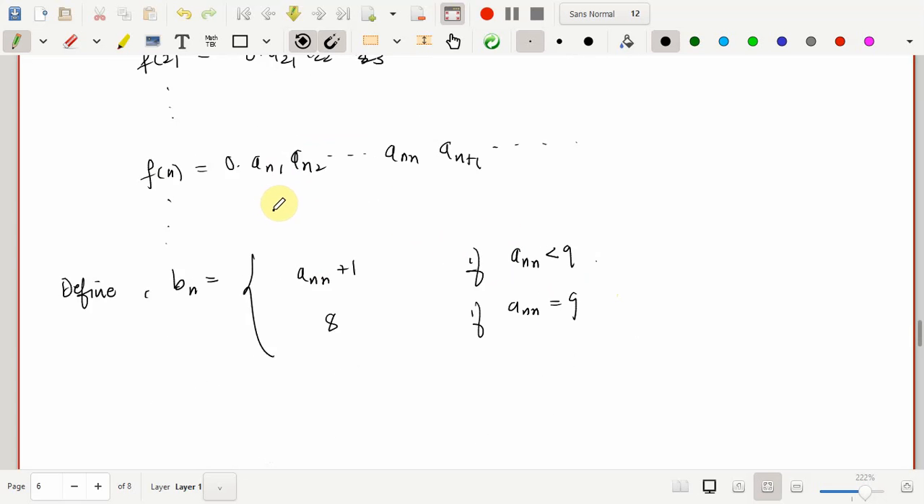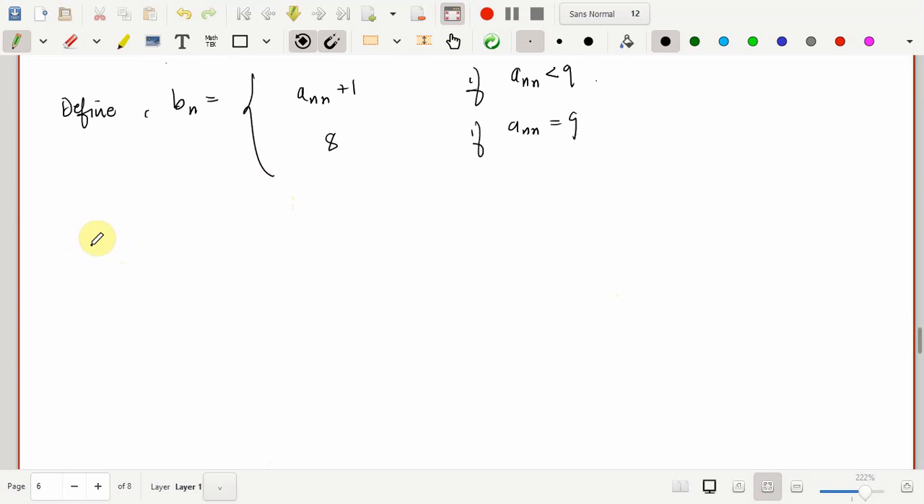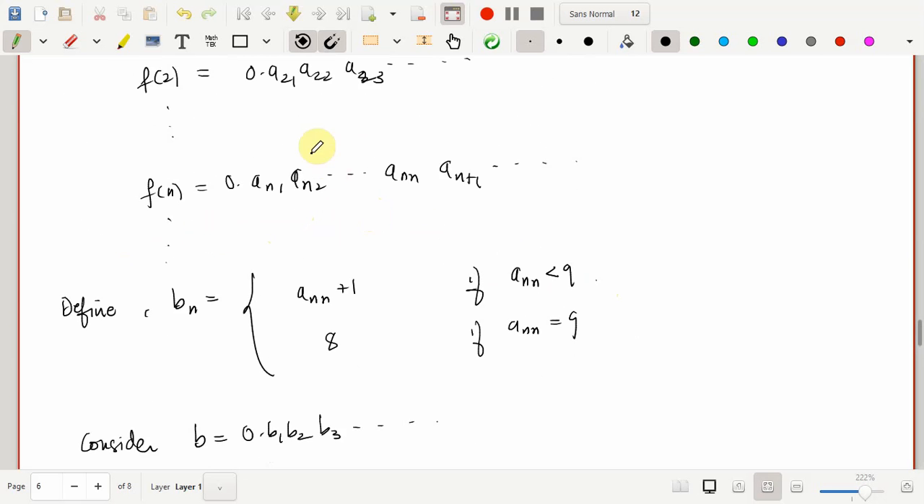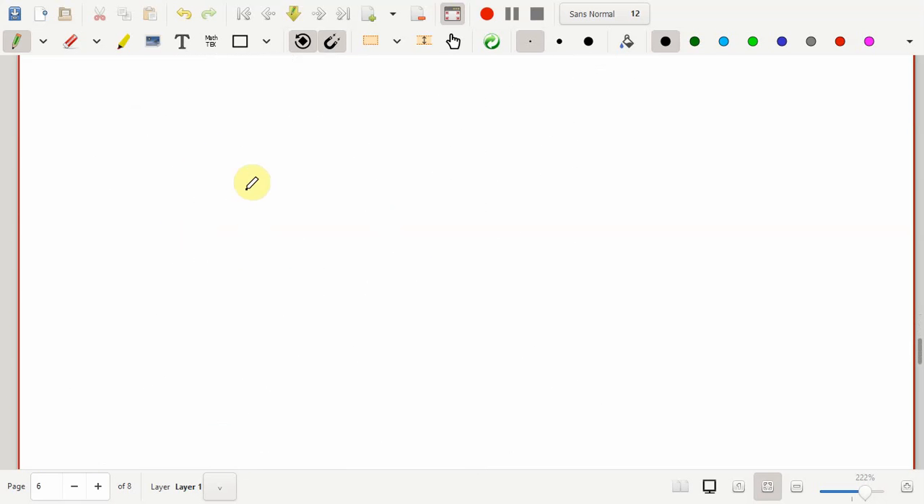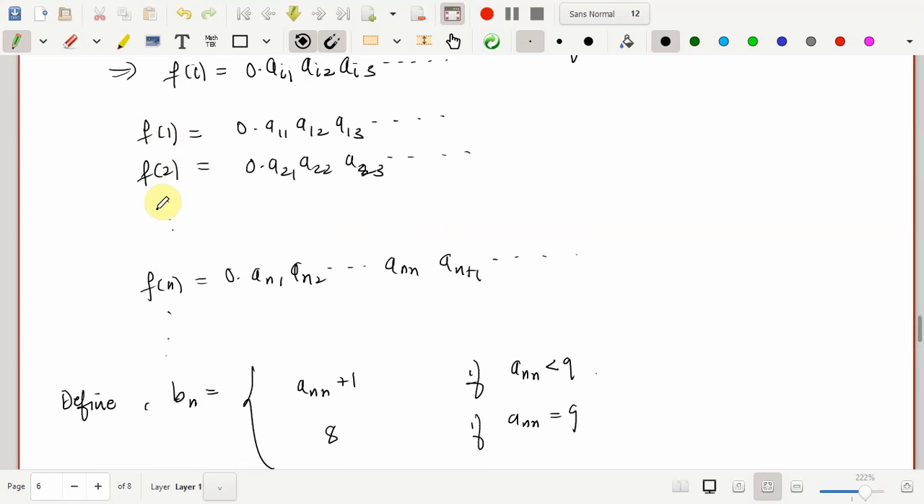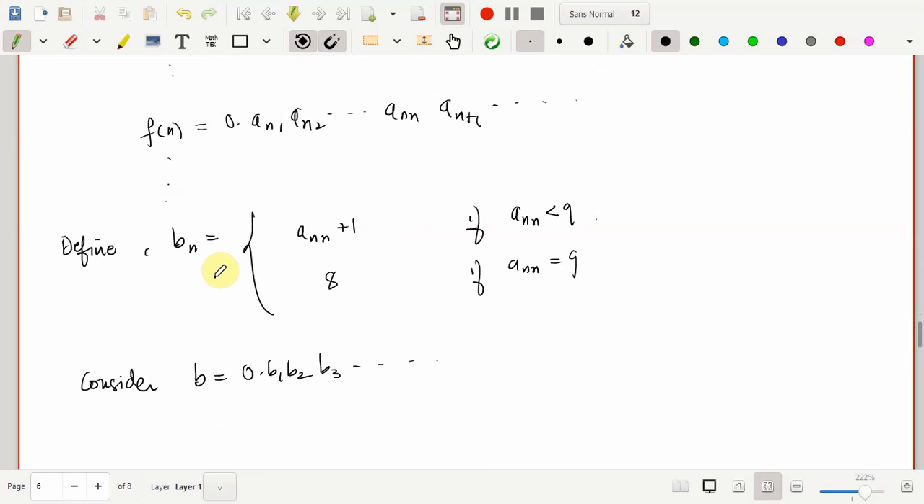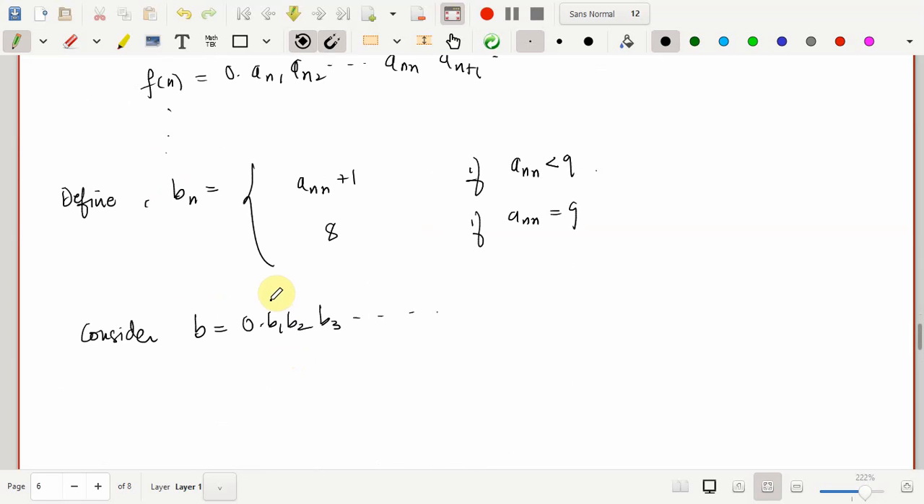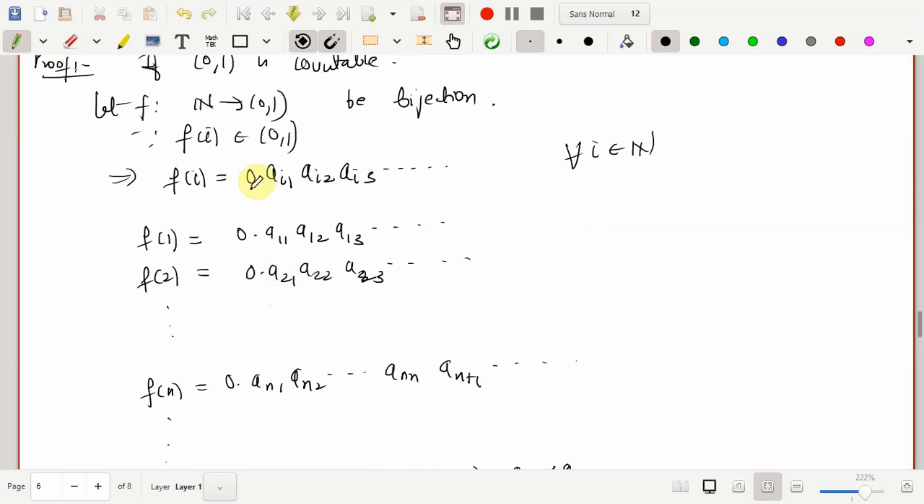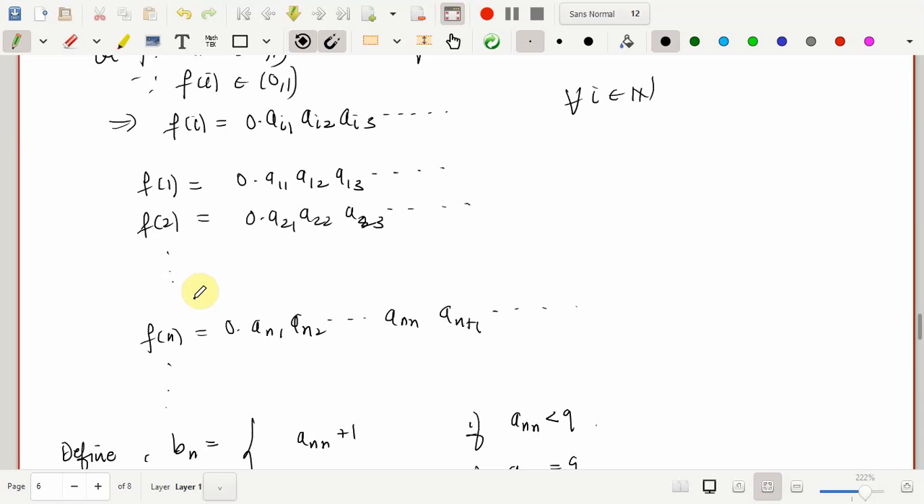Okay, and because of this, in fact I have not given you the number which I'm considering, b to be 0 point b1 b2 b3, and this goes on. So now if you look at this, this number is nowhere appearing in f of 1, f of 2, till f of n. The reason is very simple, because the first decimal place is a11 plus 1. So here f of 1 has a11, not a11 plus 1. It cannot be f of 2, it cannot be f of 3, nor can it be any.